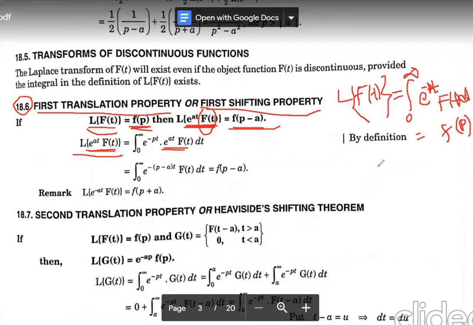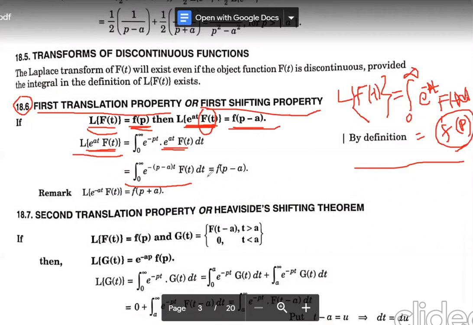Now if you compare this definition with this line, if it is e to the power minus p into t, f of t dt, then you are getting f of p. Now see here, p is a constant and a is also a constant, because you are integrating with respect to t. So p and a both are constants, so p minus a is also a constant.